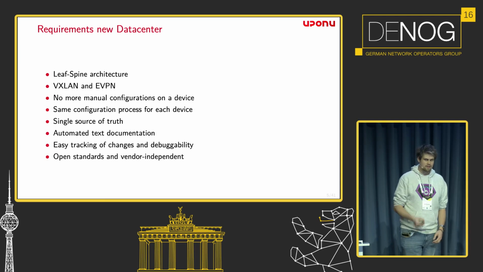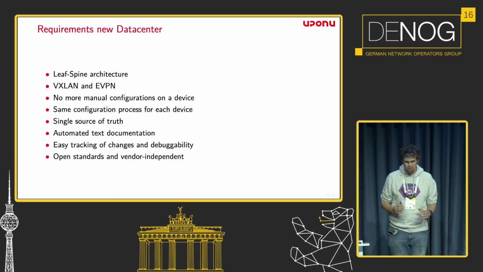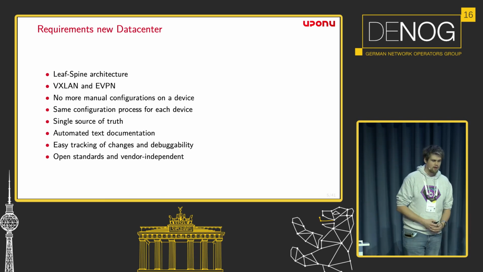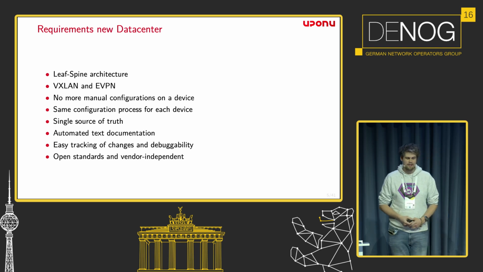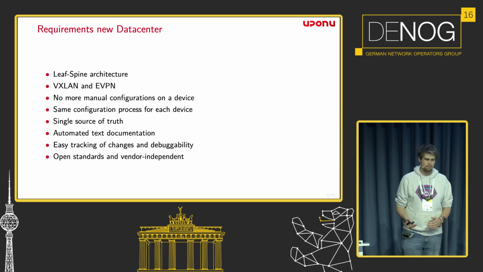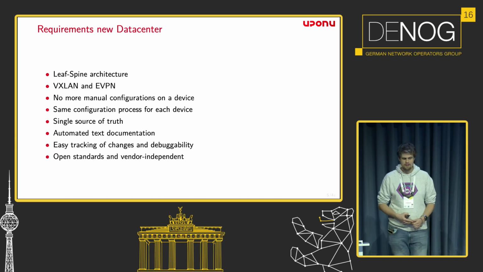We would like to have a single source of truth, only one documentation, also some others more readable, but only one source, with then automated text documentation. And we need easy tracking of changes and debuggability, and also because we would like to use multiple vendors in our network, we set up everything on open standards to be vendor independent.